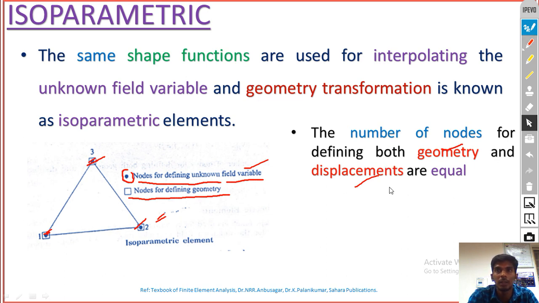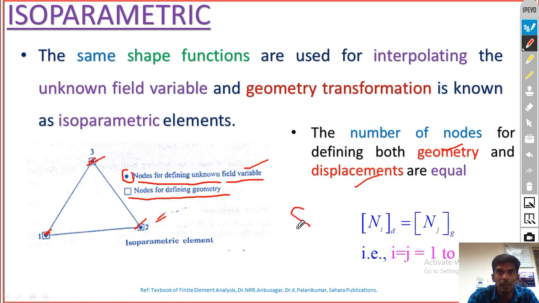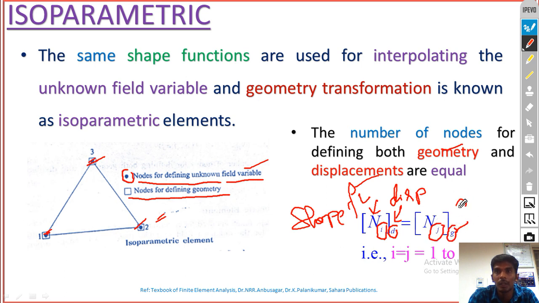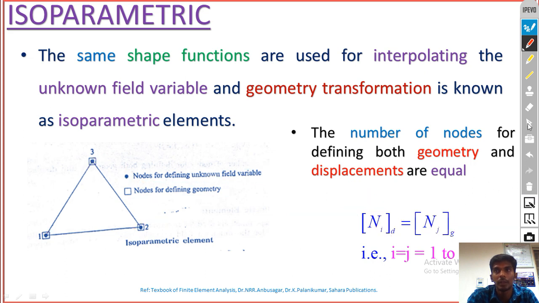In terms of equation we can represent it here. N is the shape function. I is the specific node: first node, second node, third node. D is for displacement. N is the shape function at the jth node, and G indicates geometry. These two parameters are the same, so i is equal to j, with j equal to 1, 2, 3. This is the basic meaning of isoparametric formulation.